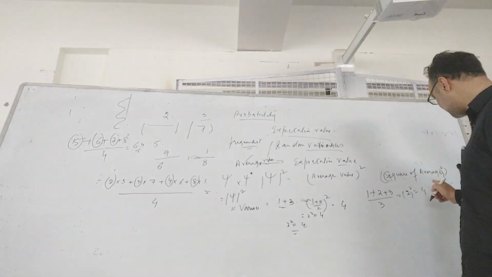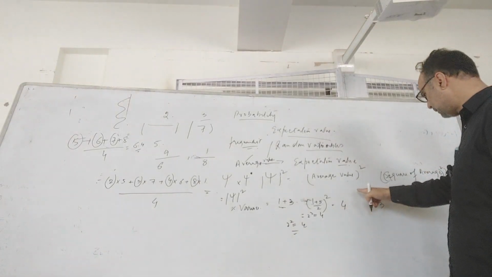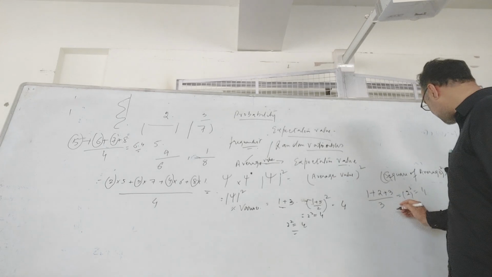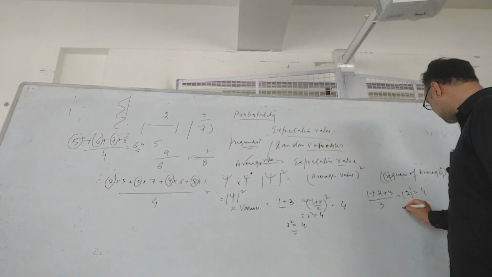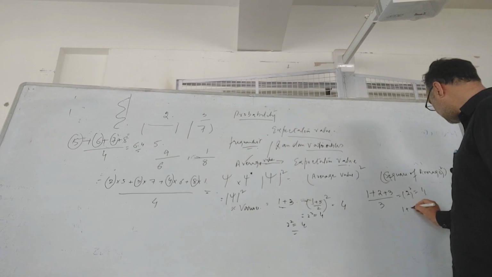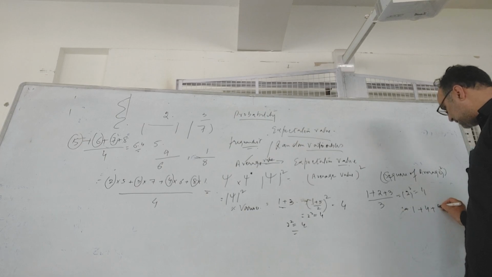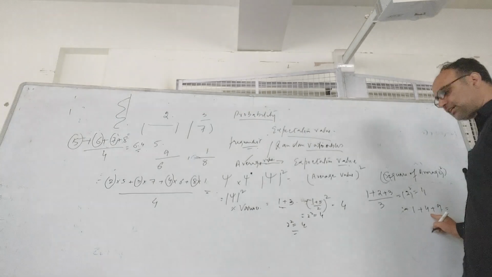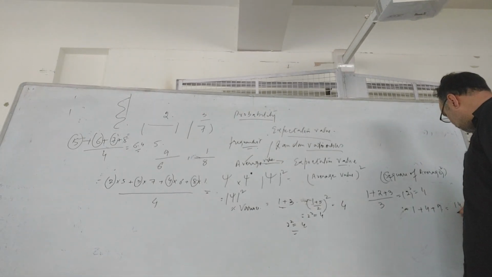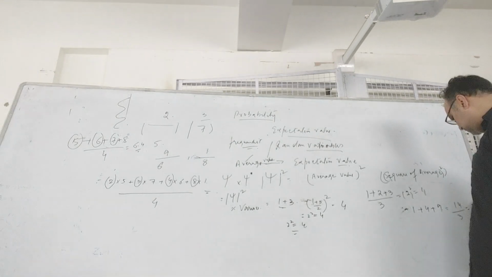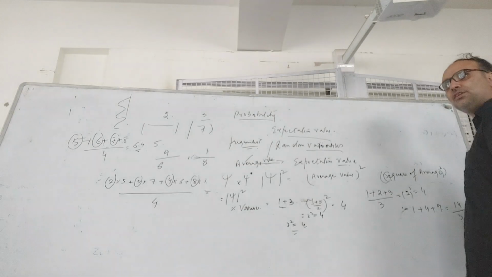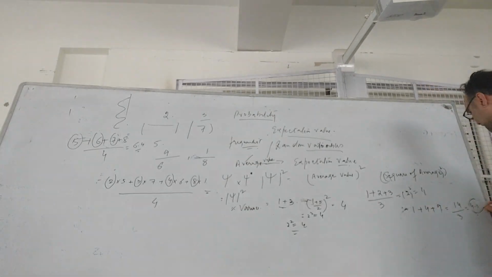Got my point? Now 1 + 2 + 3, what will the average of their squares be? It will be 1 + 4 + 9, how much is that? 9, 4, 13, and 14. 14 by 3, so it will come out to be 4 point something. So the point is, there will be only a small difference.